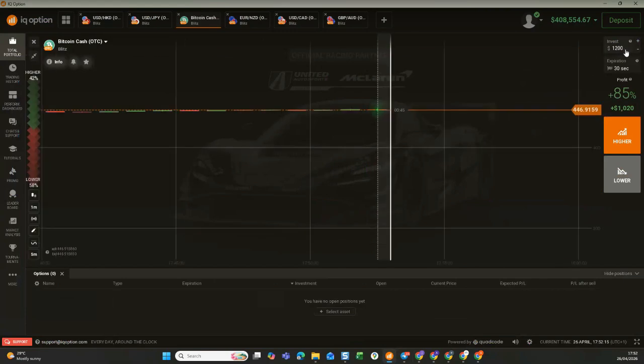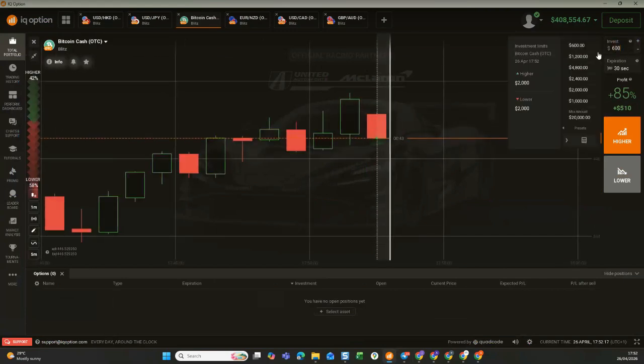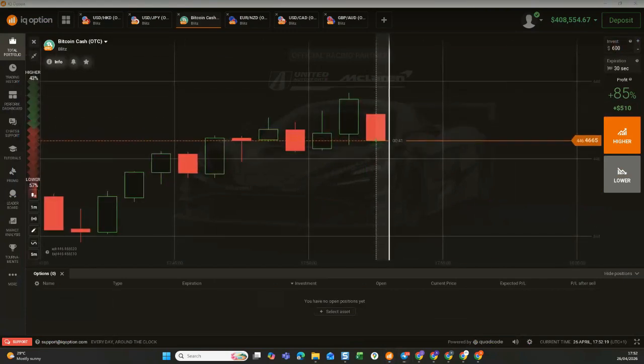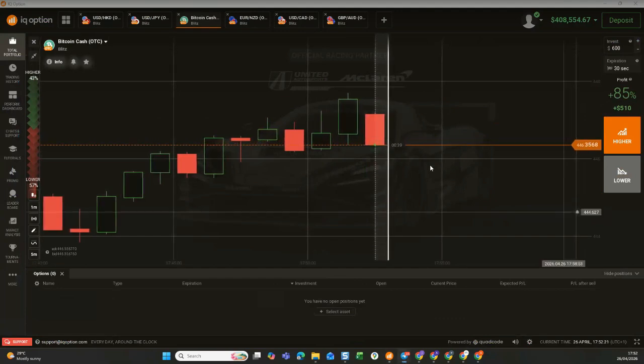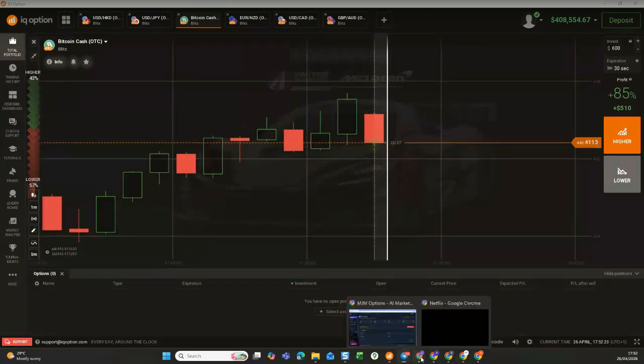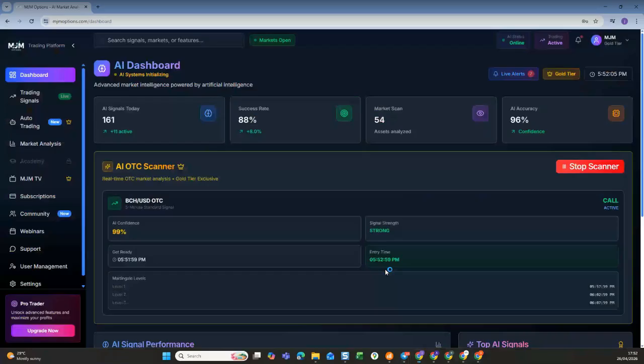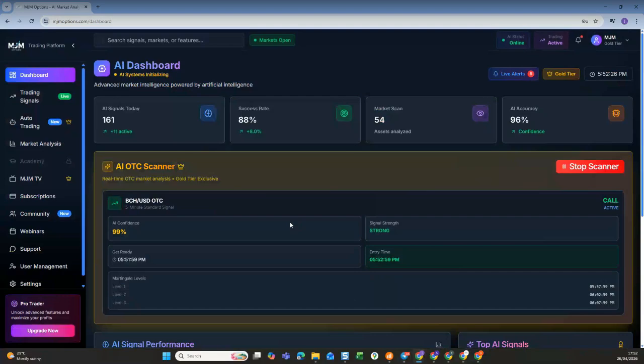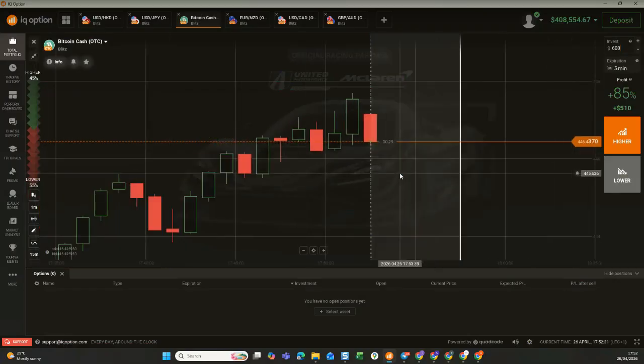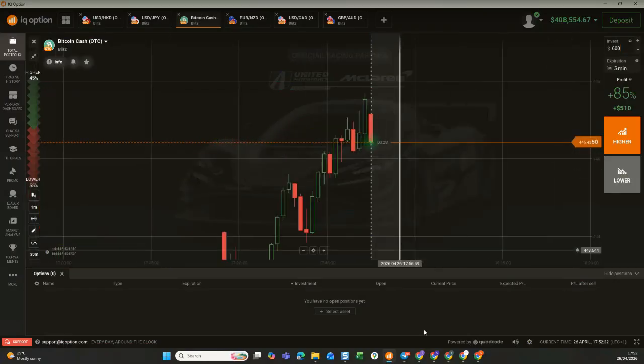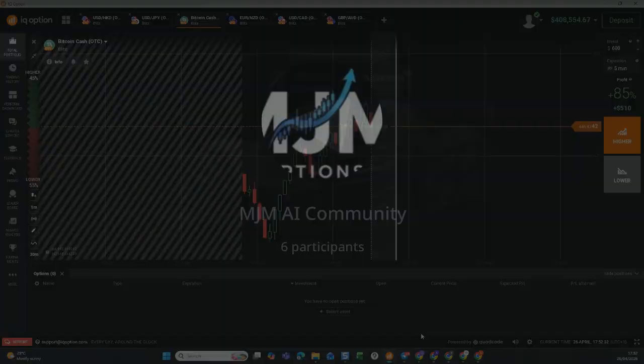I'm risking 600 for this signal also. Okay, so how many minutes am I trading for? Trading for 5 minutes, standard signal. 5 minute standard signal simply means I'm trading for 5 minutes. The next thing I'm checking here is the direction. The direction is buy, so that means we're buying.